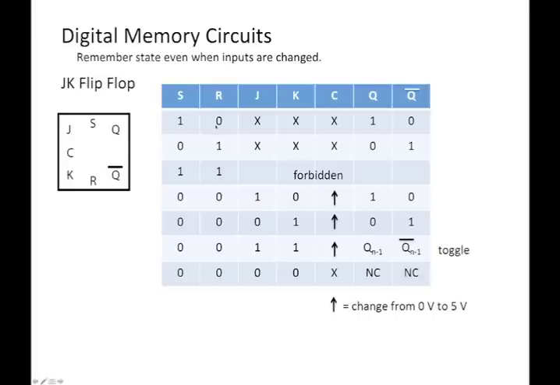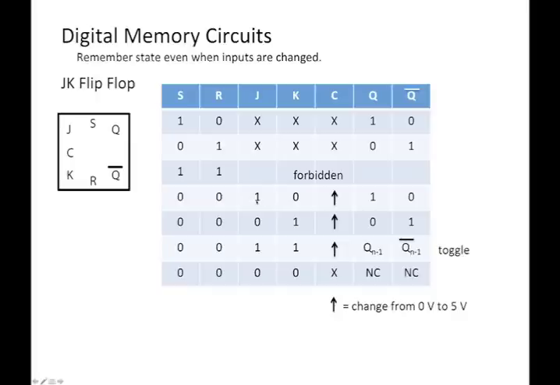Some things are exactly the same as before. If set is 1 and R is 0, it doesn't matter what you have on JK and the clock, the output's going to be high. This part is exactly the same as the flip-flop we saw before. If we have set 0 and reset 1, doesn't matter what JK and the clock are, the output's 0 and Q bar is 1. We're not allowed to put S and R high, the same as before. But now if we have the case where S and R are 0, in all those cases, now it matters what's on J and K.